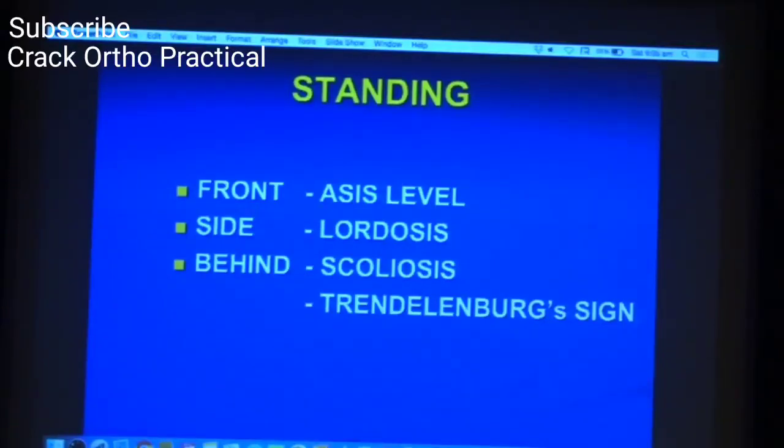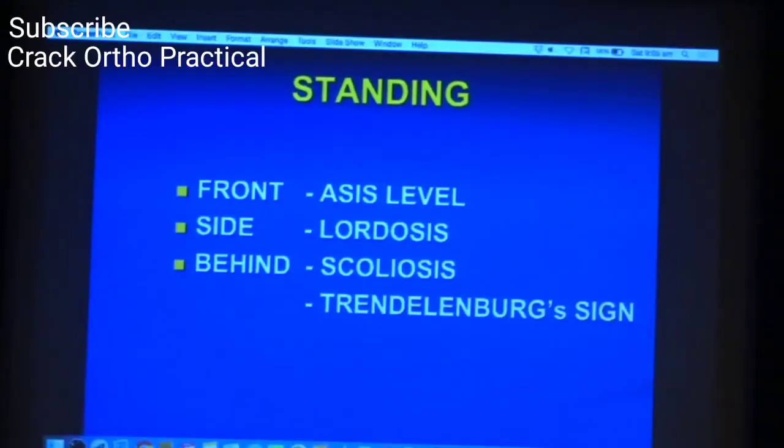After you have examined the patient in the walking stage, you ask the patient to just stand, and standing examination can be done from the front, the side, and from behind. From the front, now in the standing position, we have included only those points which either cannot be performed in the lying down position, or those points which are likely to change. If you make the patient lie down, there may be a change.